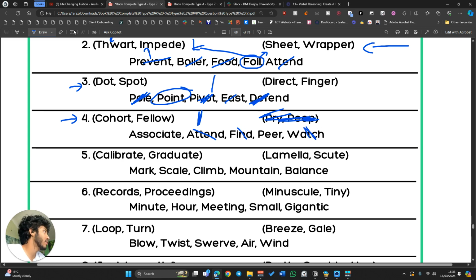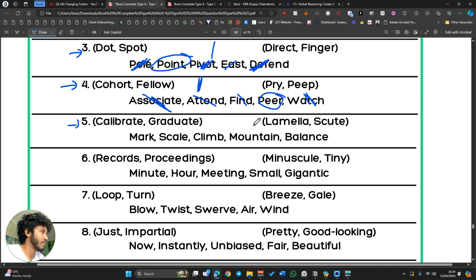Watch definitely doesn't work. Alright, so we're left with a few here, I think just 2. Now just have a look at which ones could match that, and associate definitely doesn't work, but peer does, because you can peer into someone, peer through a window, something like that.